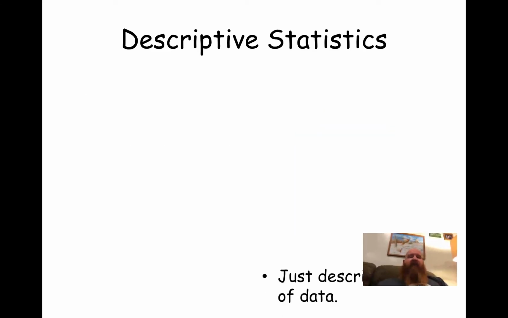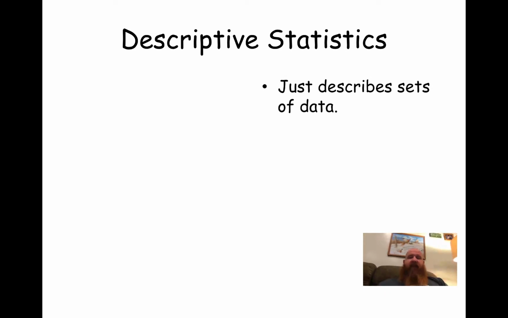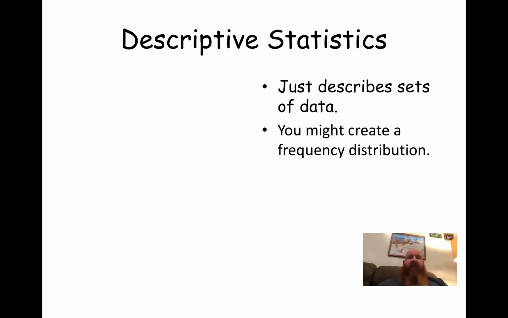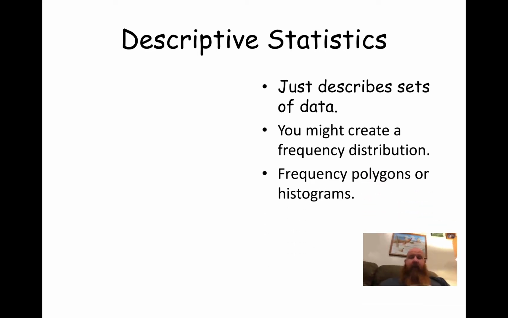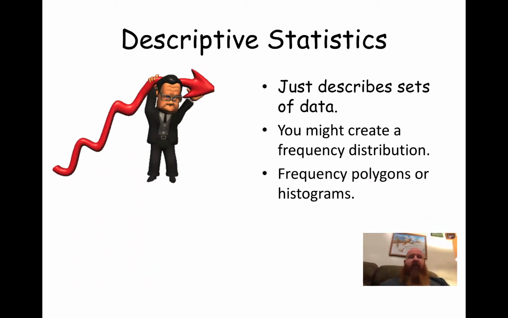First type of statistics we're going to hit is descriptive. Again, this just describes sets of data. This could be a frequency distribution, meaning how often something occurs within a period of time. And there are different ways to show that.